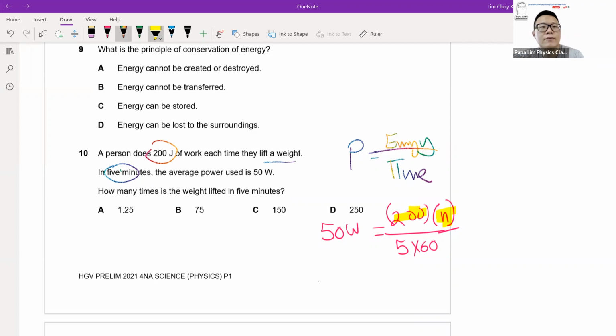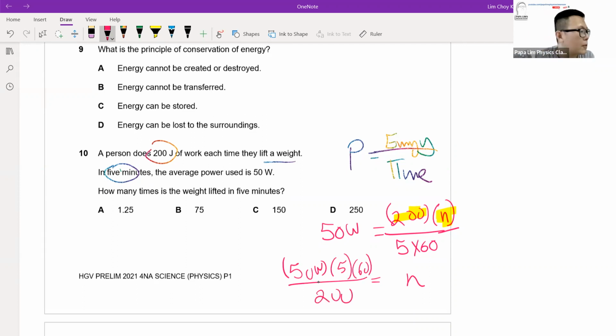So if you look at the math, it'll be 50 watts times 5 times 60, divided by 200. If you press your calculator, you'll find the answer will be 75. Usually, even before you do the question, you can already eliminate 1.25 straight away, because a lift is a lift. It's not possible to do 1 1/4 lifts, because for a lift to be completed, it has to be a complete lift. So 1.25 will definitely be out.